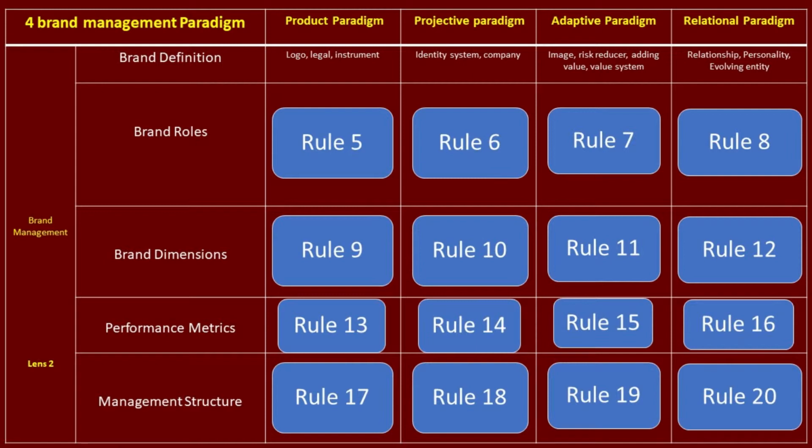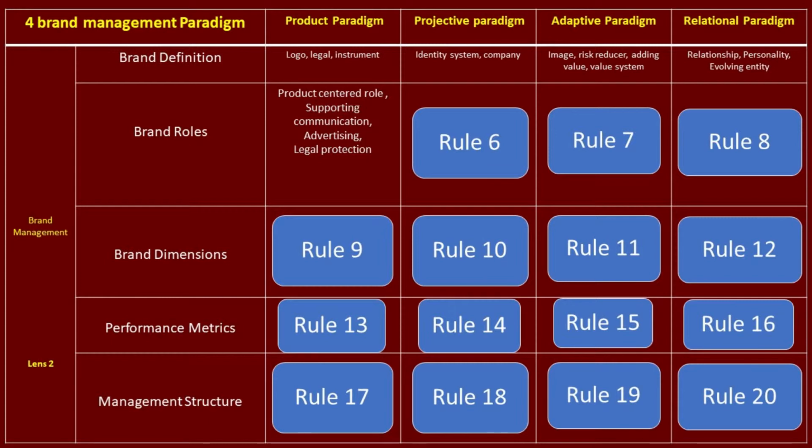The second aspect we study under lens 2 is the role brand plays in the business conduct and in the overall value system of the company. The rule number 5 is when marketing vision is based on product paradigm, the brand has nothing more than a product-centered role where brands support the communication, support advertising and protect it on legal front.